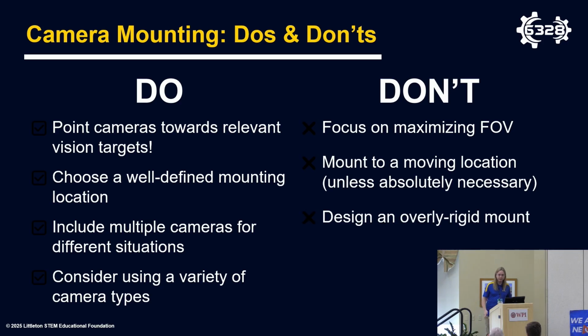Don't design an overly rigid mount. This one is a little more unintuitive, but in general, hard, rigid camera mounts are much more vulnerable if you get hit, and a cracked camera mount does you very little good. So 6328, we print all of our camera mounts out of TPU, so they're all flexible, and the number of camera mounts that we have cracked since doing that is very, very small. And finally, don't make access for maintenance an afterthought. Even after you make your vision system, you'll be needing to debug it, calibrate cameras off the robot. There's a lot of reasons that you want to be able to have access to it after the fact.